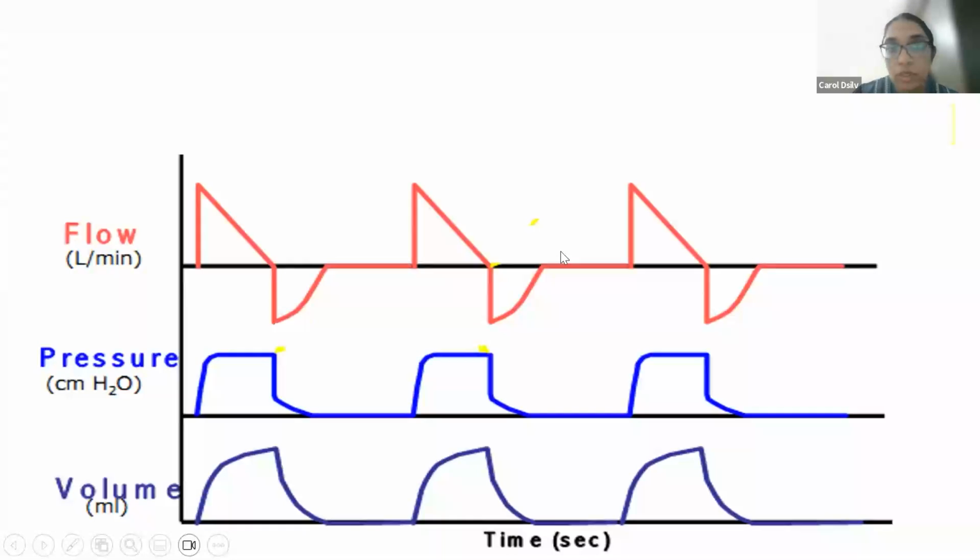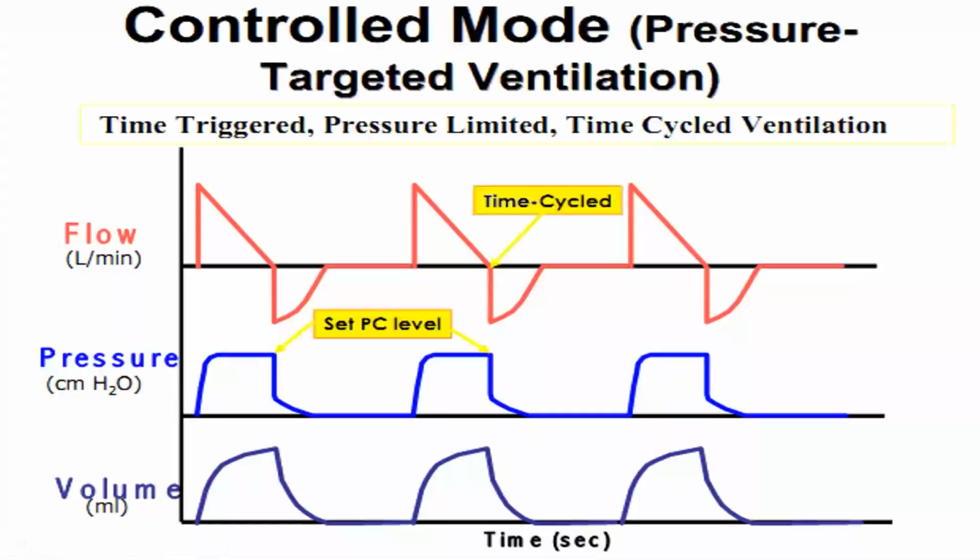Whereas if you remember, in volume control, one of you said square pattern, but the better term is constant. The flow is remaining constant as compared to here in the pressure control mode. So this is what most of you said: it's pressure control, time triggered, pressure limited, and time cycled ventilation.